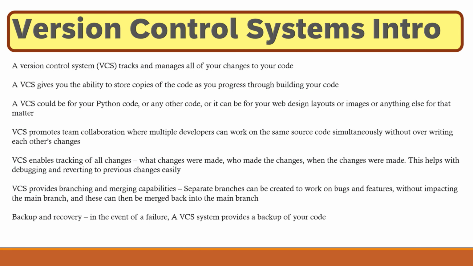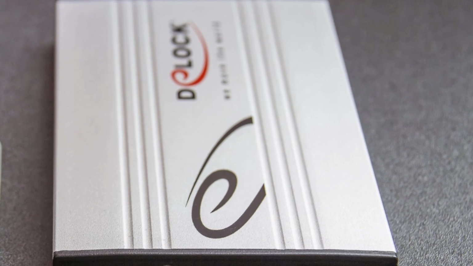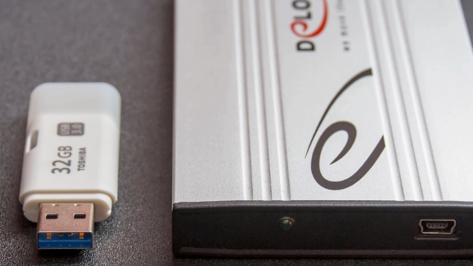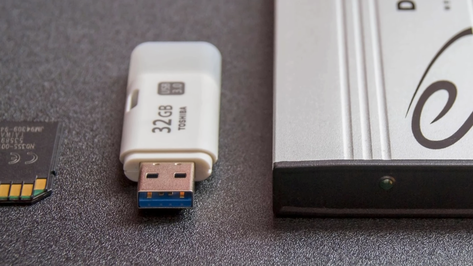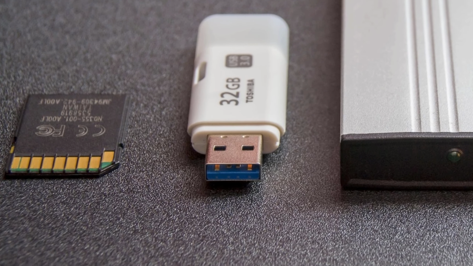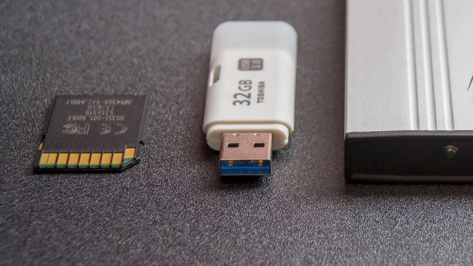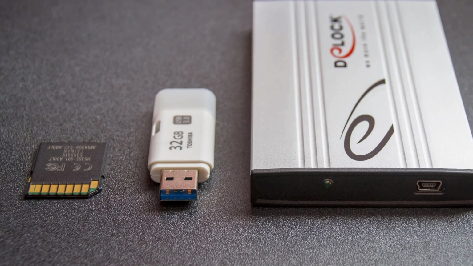Another use case for a version control system: backup and recovery. In the event of a failure, a VCS, or version control system, provides a backup of your code. It's not supposed to be a long-term backup or retention solution. It's a version control system. But in the event of a failure, a version control system, regardless, does provide a backup of your code. Again, it shouldn't be used as a long-term backup solution, as it's not built for that purpose.